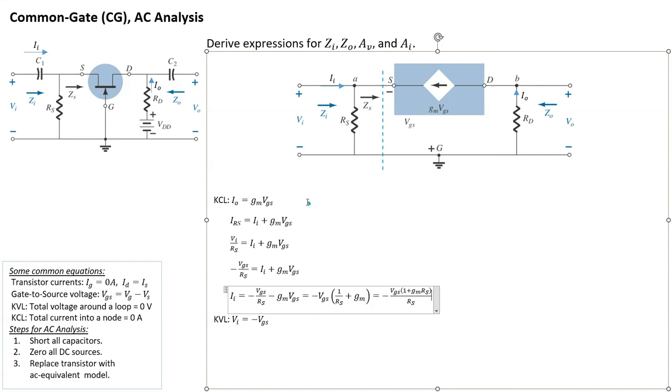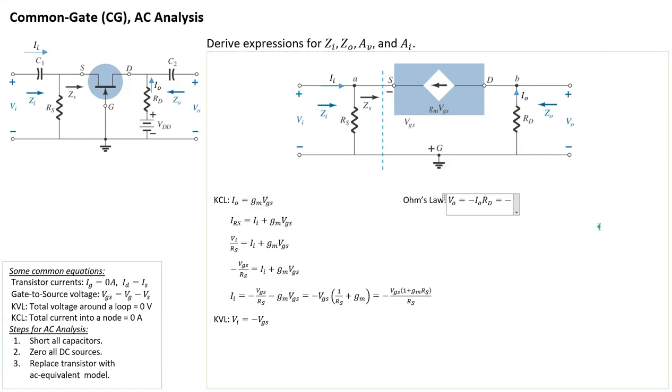I'm going to run out of space here, so I'm going to put Ohm's law over here. Basically VO is simply negative IO, since we need IO flowing in the other direction, times RD. And we know what IO is. IO is GM VGS. So we can write negative GM VGS times RD.